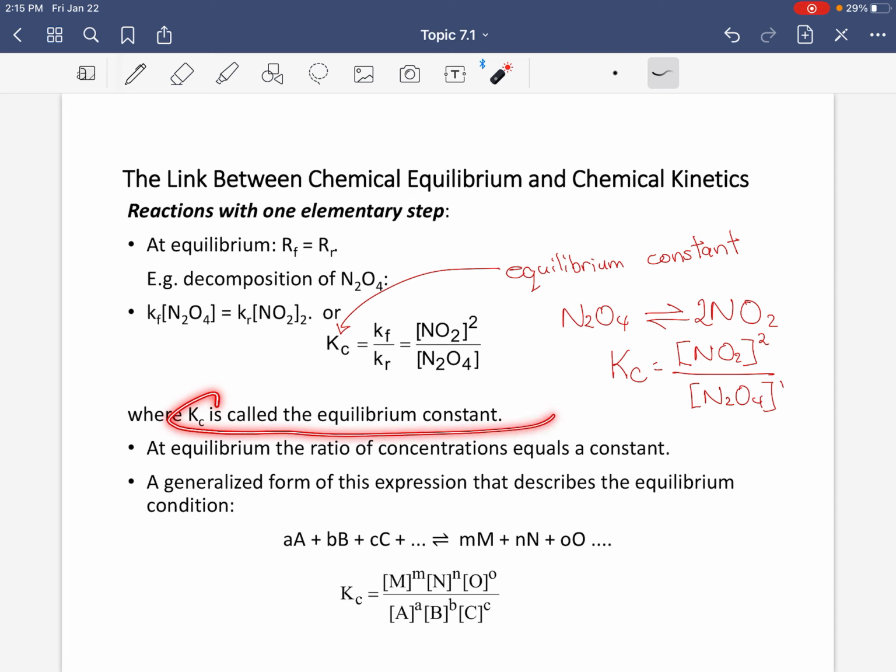Oh, look, I said it right here. So at equilibrium, the ratio of the concentrations equals a certain constant, and that constant is Kc. So generally, a reaction like this has what we call the general equation of the Kc expression. Write that down. This is the equilibrium expression.